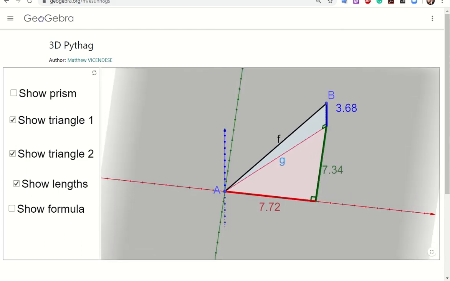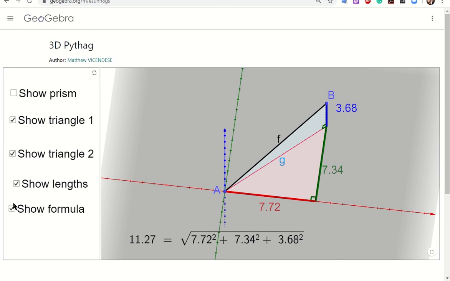So clearly G squared is going to equal 7.34 squared plus 7.2 squared. And because they're all involved in a right angle triangle, F squared is going to equal G squared plus 3.68 squared. So taking the square root, F is going to equal the square root of G squared plus that height, 3.68 squared. Let's have a look at that formula. Now here you can see all of the lengths squared and added together underneath the square root. So why are they all in there together? Well, 7.72 squared plus 7.34 squared is equal to G squared.